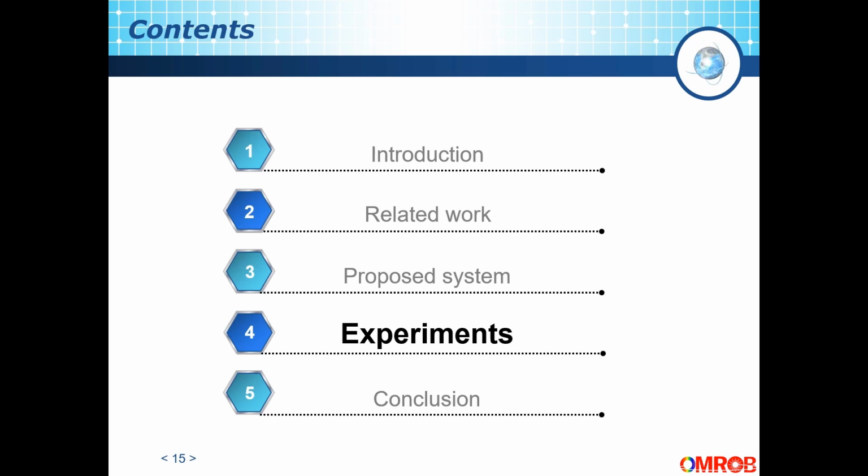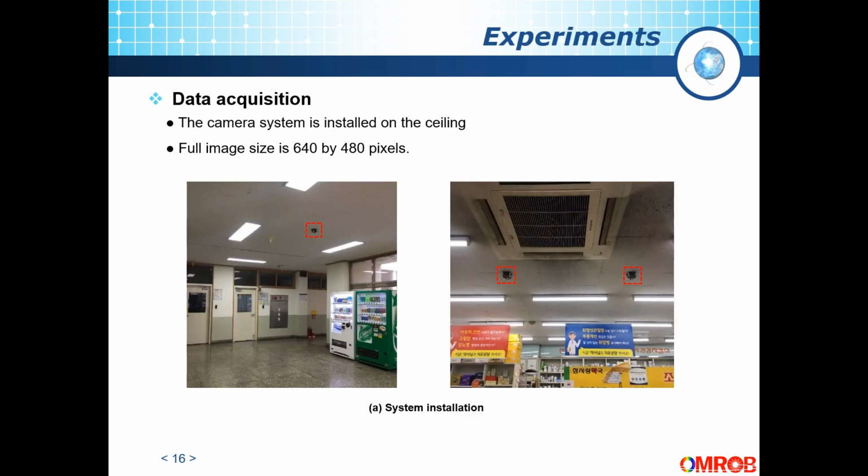Experiments. We are using an embedded system where the camera is installed on the ceiling, pointing straight down at the scene. The data are taken from various heights and places. The acquired images are grayscale images. Full size is 640 by 408 pixels.